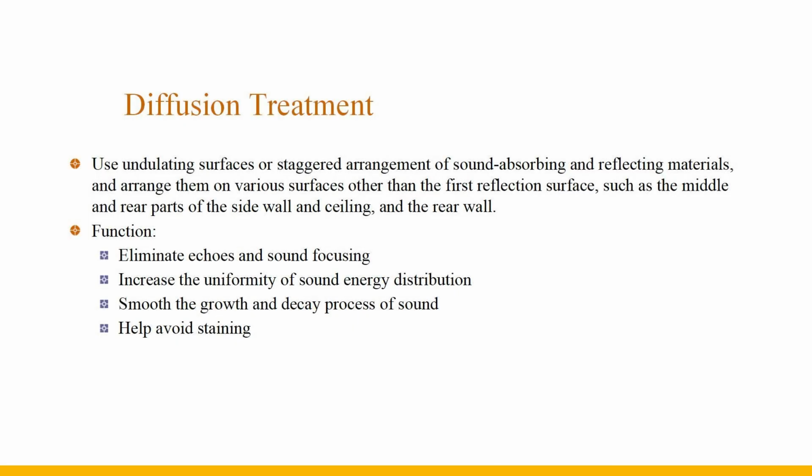The diffusion treatment adopts the method of undulating surfaces or staggered arrangement of sound absorption and reflection materials, and is generally arranged on various surfaces other than the first reflection surface, such as the middle and rear parts of the side wall and the ceiling and the rear wall. Diffusion processing is used to eliminate echoes and sound focusing, increase the uniformity of sound energy distribution, smooth the growth and decay of sound, and help avoid coloration.